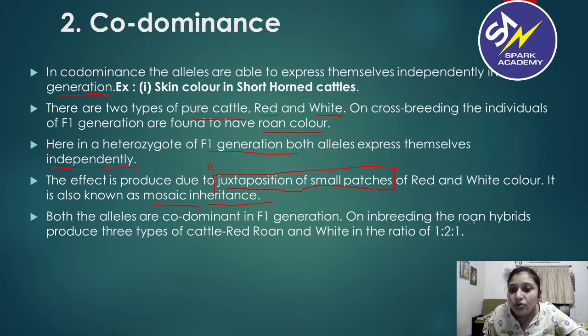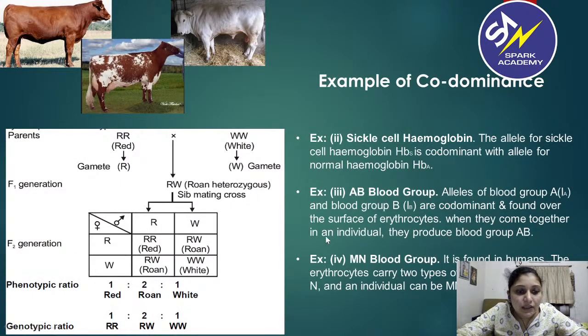On breeding, the roan hybrids produce three types of cattle, red, roan and white, in the ratio 1:2:1. Next, see, like this. This is red, this is roan, and this is white. One red, two roan and one white. So it is phenotypically and genotypically the same.